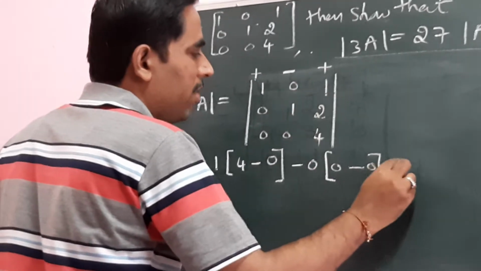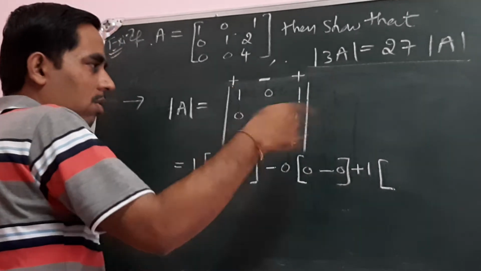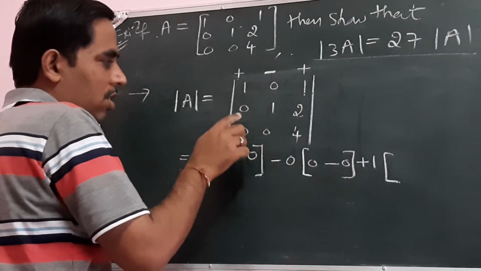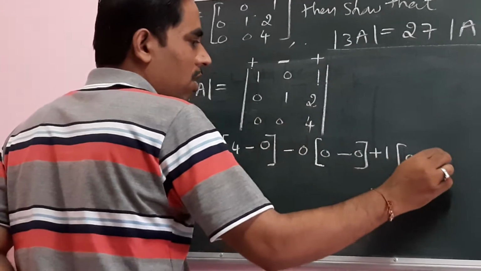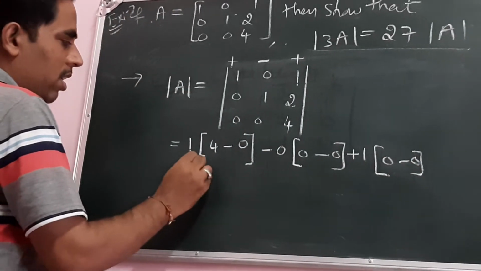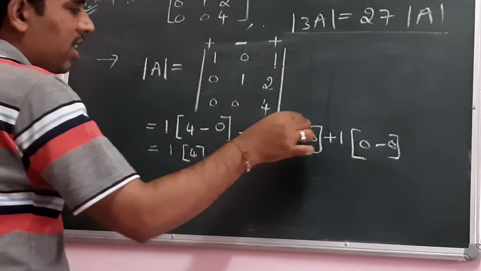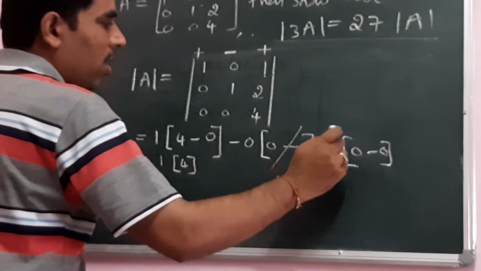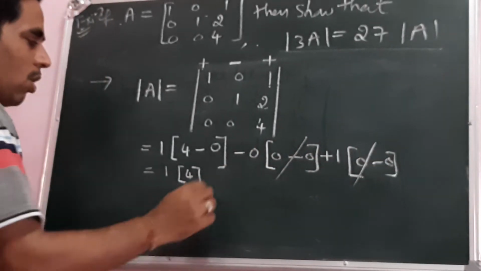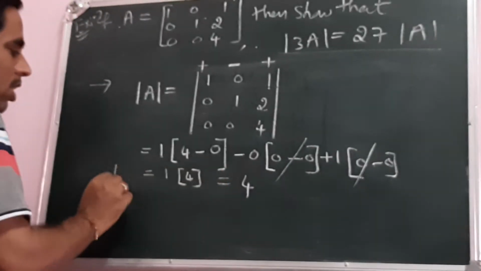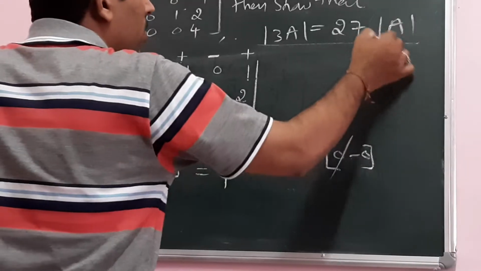Then we go for the last element, plus 1 into, you delete this column and this row. So 0 1, 0 0: 0 into 0 is 0, minus 1 into 0 is 0, so 0 minus 0. Then I can write 1 into 4 minus 0, that will be 4. These two will be 0 here. So 1 into 4, the value is 4. The value of the determinant of A is 4.